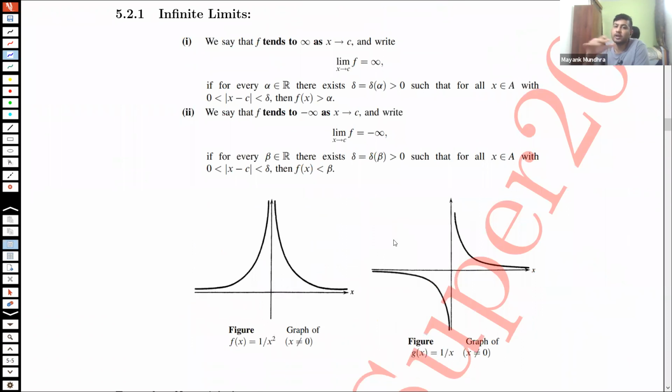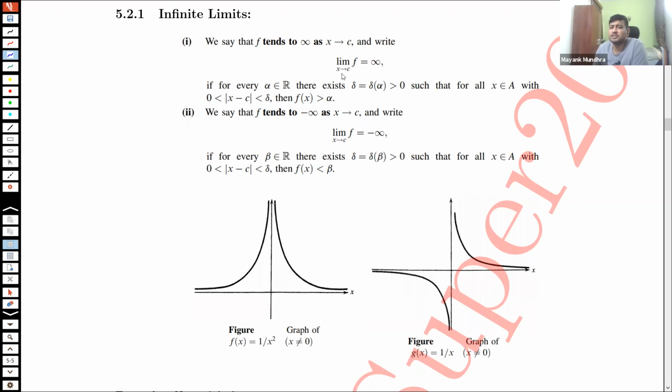Now, till now we were looking at functions and what happens to the limit as x tends to a finite value, 3, 4, or 0. Mostly we look at 0, but I'm going to give you examples where we look at something other than 0 also. But now we look at situations where we do not look at a finite value, but at what happens to the functional values at infinity and negative infinity.